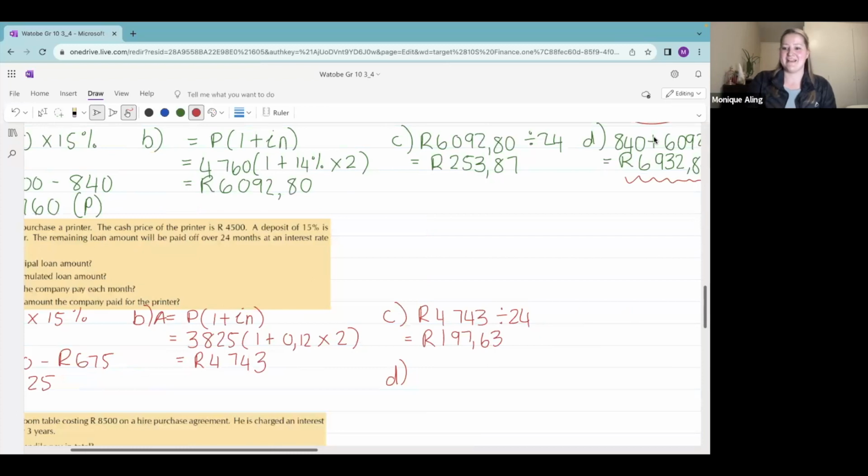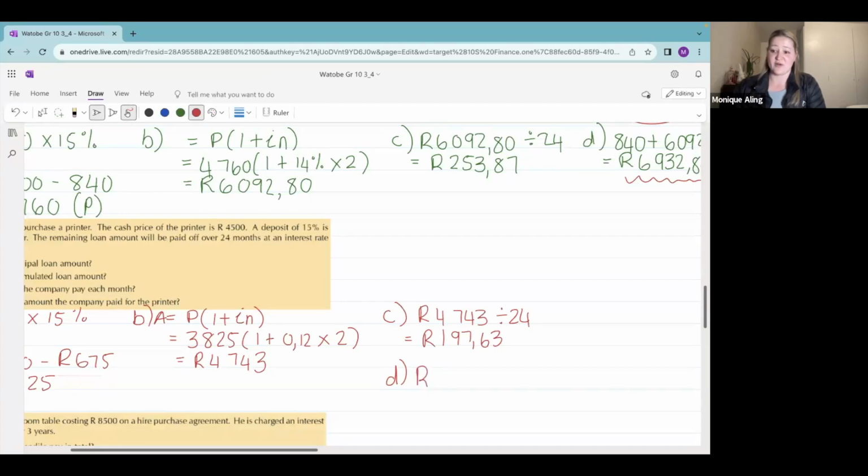So what we do is we just take the loan amount, including the interest, and then we just add on the deposit afterwards, which will give us the total amount for the printer.